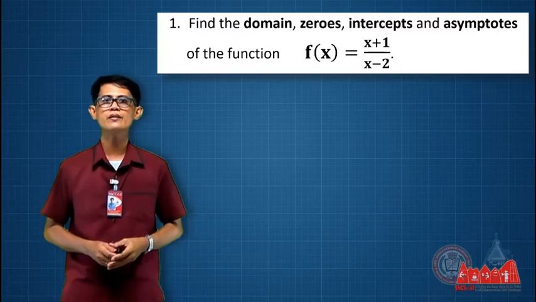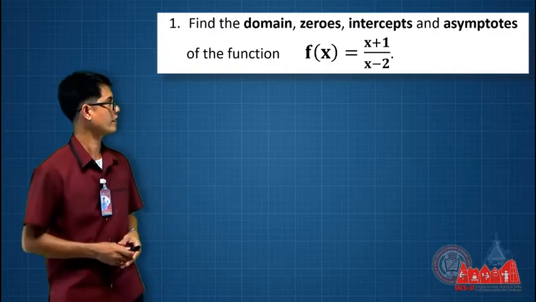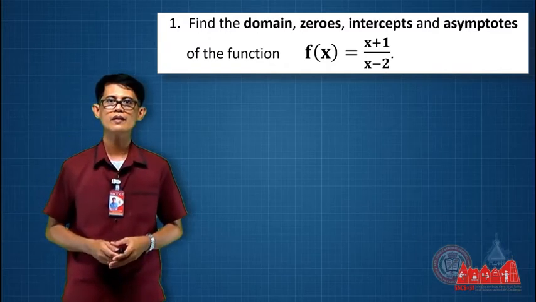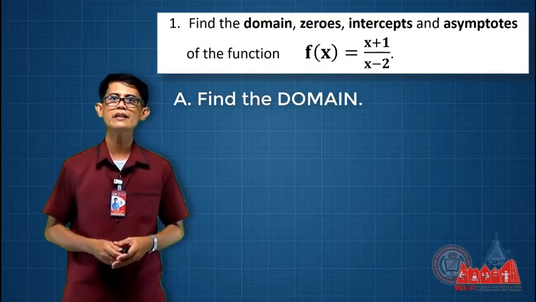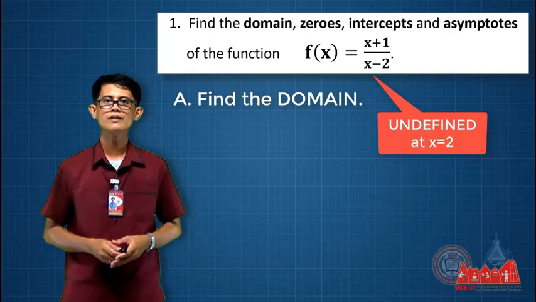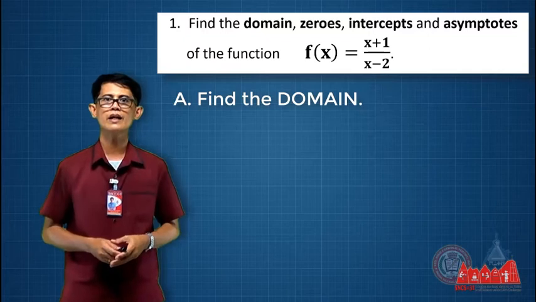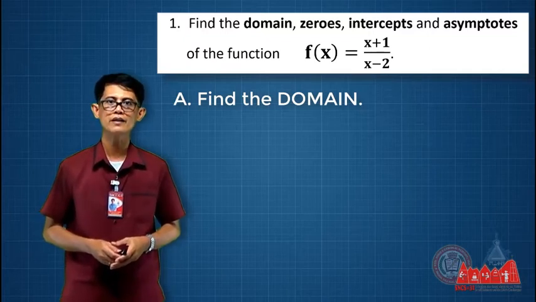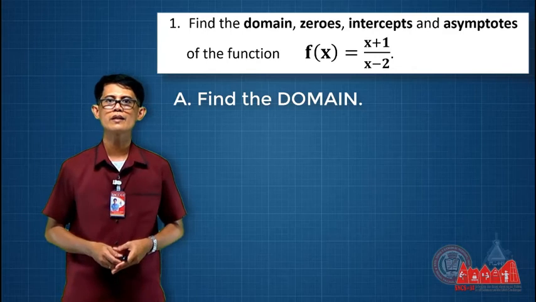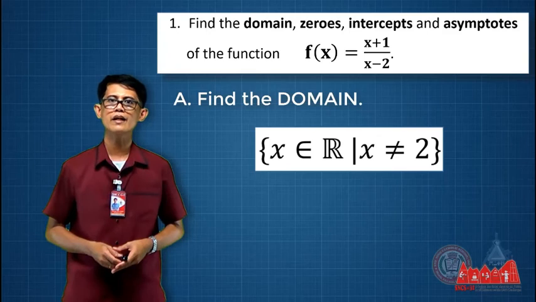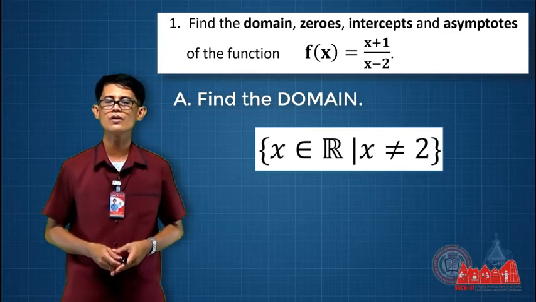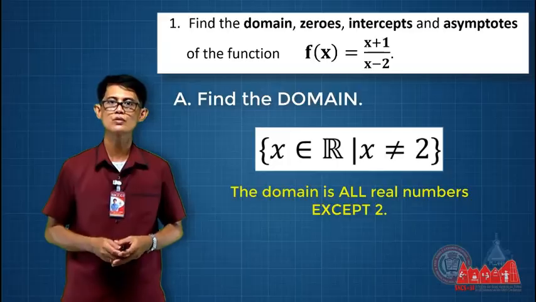Number 1, find the domain, zeros, intercepts, and asymptotes of the function f of x equals x plus 1 divided by x minus 2. Letter A. Observe that the function f of x equals x plus 1 over x minus 2 is undefined at x equals 2. This means that x equals 2 is not part of the domain of f of x. In addition, other values of x will make the function defined. So the domain of f of x is the set of all real numbers such that x is not equal to 2, or all the real numbers except 2.